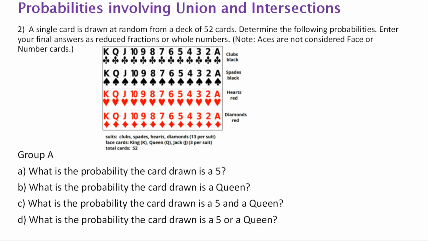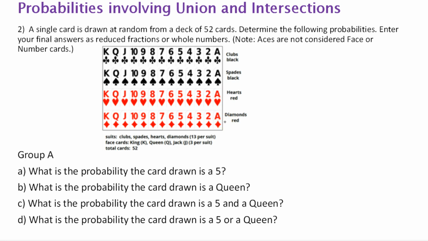So this is the first video with a deck of cards in it, so let's just talk about it because we'll be using this a lot in probability. There are 52 cards in a deck. We have 4 suits: clubs and spades, hearts and diamonds. Clubs and spades are black, hearts and diamonds are red.